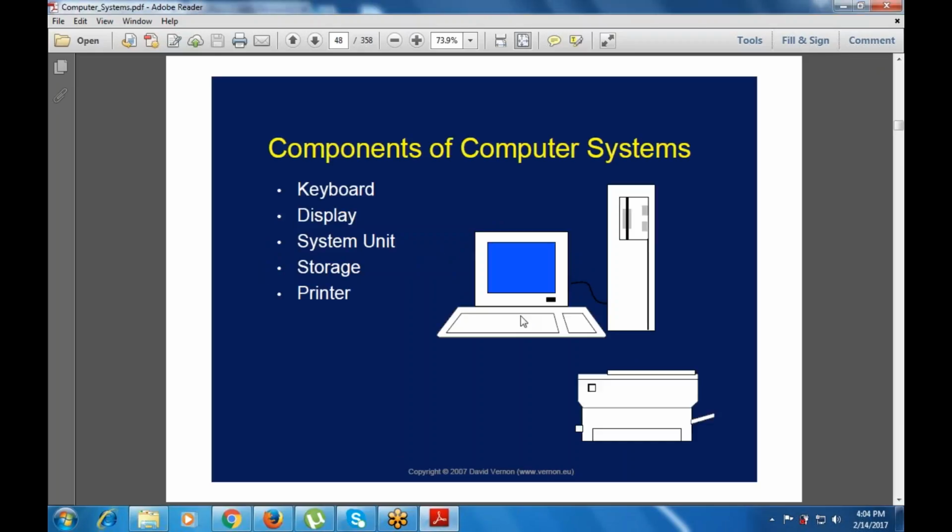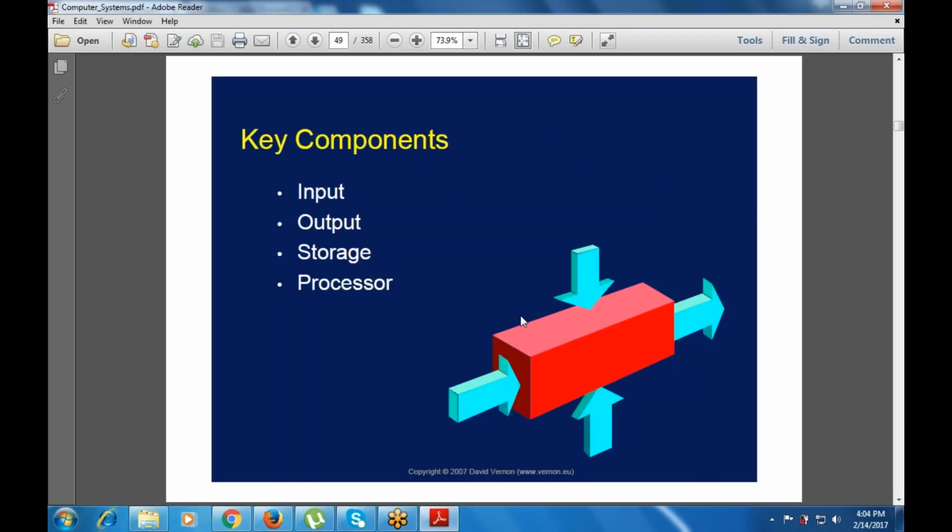Now, what are the various components of a computer system? One is a keyboard, one is a display, one is a system unit, one is the storage, one is a printer. These components are combined together and used as a computer system. Now, what are the various key components here? Again, they are input, output, storage, and the processor.